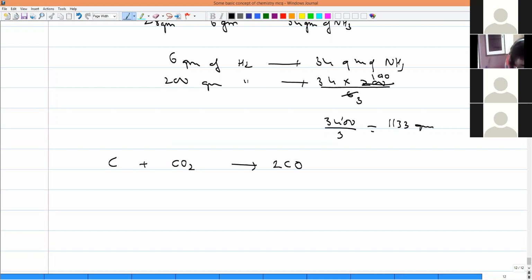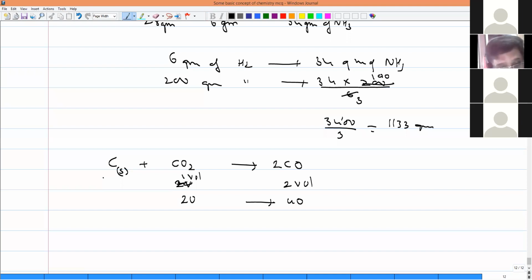So carbon to solid hai, one volume of CO2 gives you two volumes of CO. So 20 volume will give you how many volume? 40 volume. One volume gives you two volume, therefore 20 volume will give you 40 volume. So humne 25 sums aaj khatam kiye.